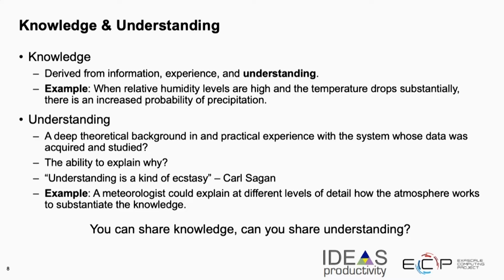So for instance, if someone gave me that information from the last page, and I had sufficient understanding, I might generate the knowledge, which is when relative humidity levels are high and temperatures drop substantially, there's an increased probability of precipitation, right? So I don't know anything about atmospheric science or meteorology. If you gave me that information, I could probably generate that, but I would argue that that's probably speculation. Why? Because I don't really know much about meteorology, and I can't really substantiate it.